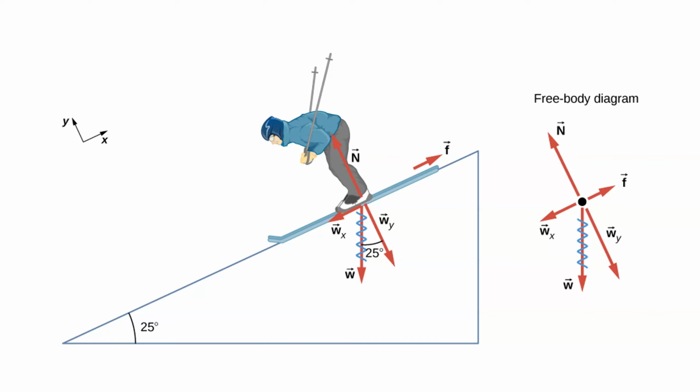What happens when the surface is not level? There will still be a normal force, and it will still be perpendicular to the surface. Here we see a skier heading down an incline.